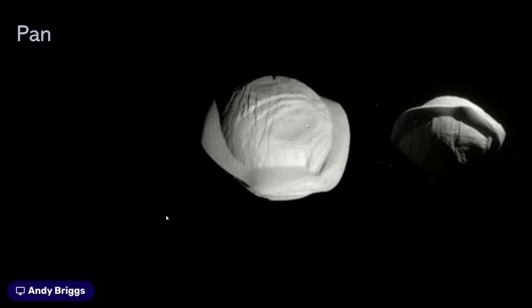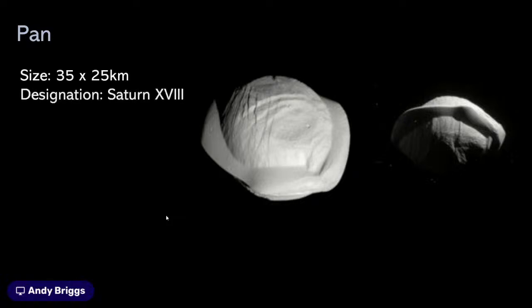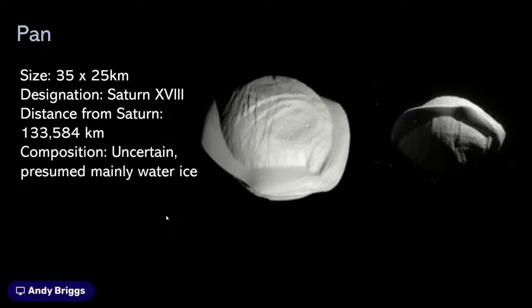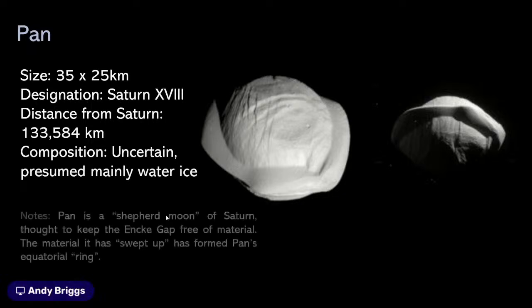It looks like some sort of a UFO. This moon is very small compared to the others. It's only 35 by 25 kilometers. It's designated Saturn XVIII, and it's 133,000 kilometers from the planet. Its composition, although it's uncertain, hasn't been directly measured. It's presumed to be mainly water ice again, with some rock thrown in.